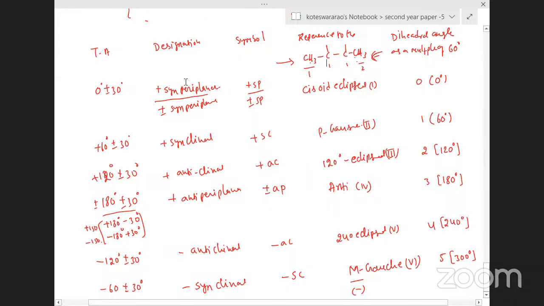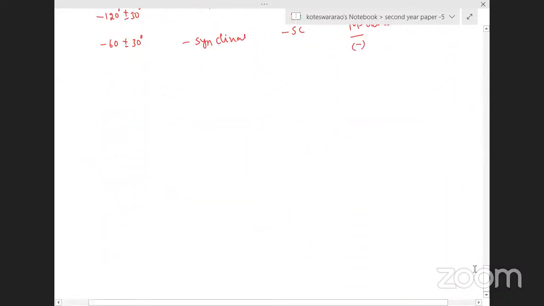Next, the stability of the conformer. Then the stability of the conformation or conformer.